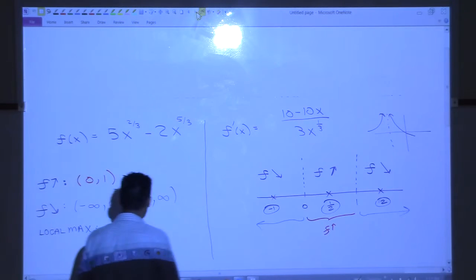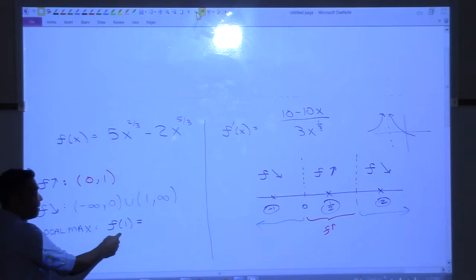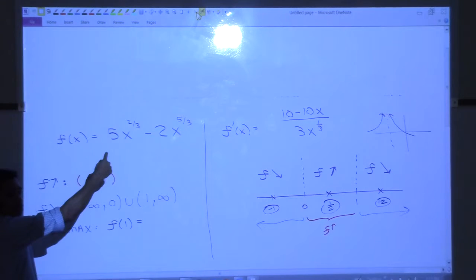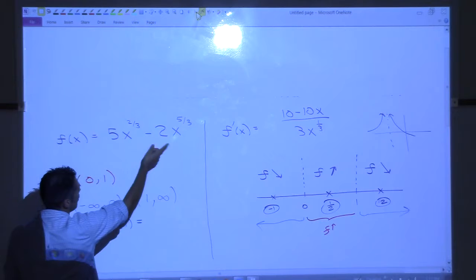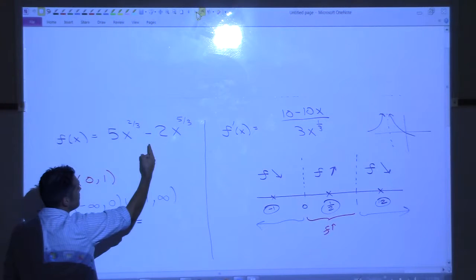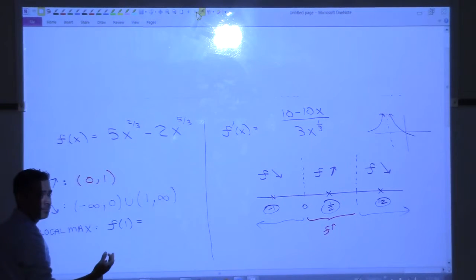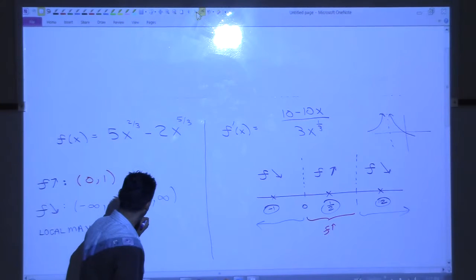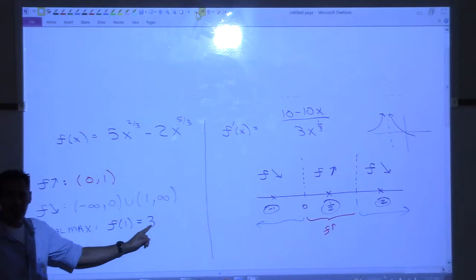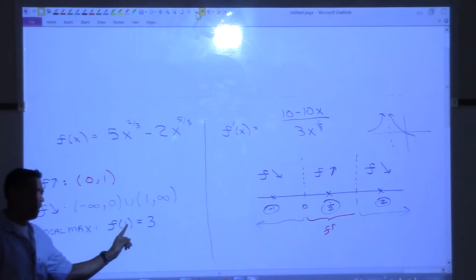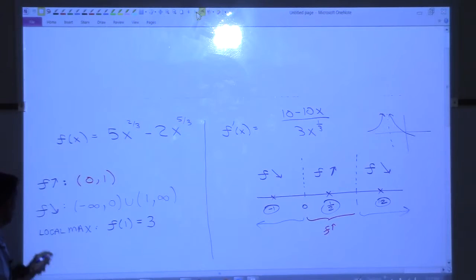So what I'm doing now is I'm going to take that value 1 and plug it into the original function, and that will give me the actual value that comes out. So when you plug 1 in here, that's pretty easy to plug in, right? You should just get 3. So the actual local maximum value is 3, but it happens at an x value of 1. Questions?